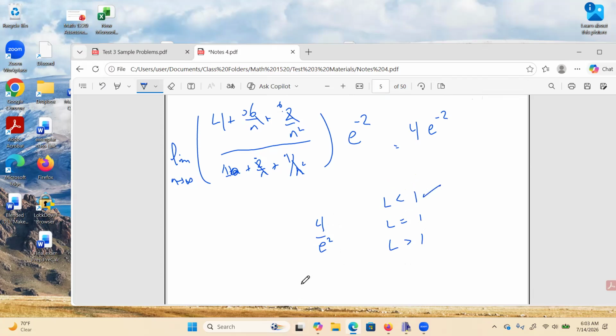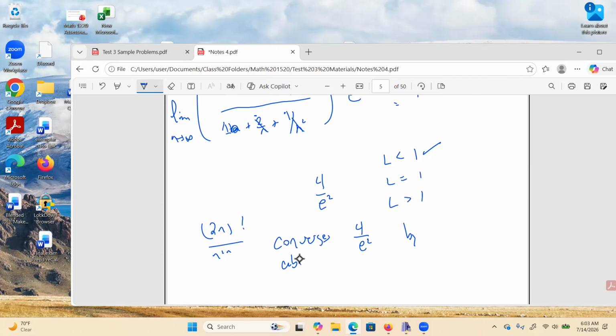So I can say that this series converges. What was it? It was 2n factorial over n to the 2n. It converges absolutely to 4 over e squared by the ratio test. And that's how I would go ahead and answer that question.